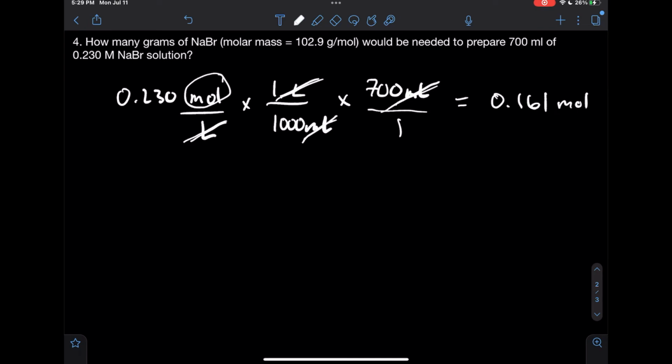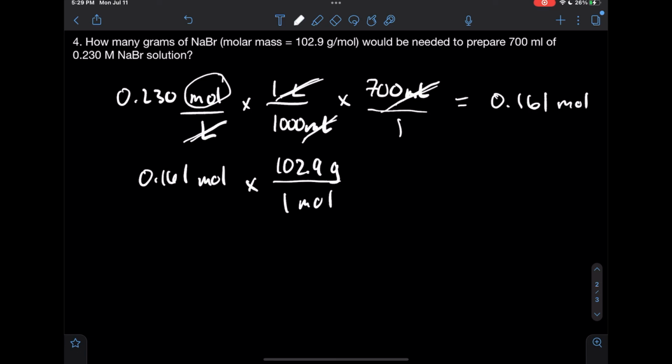Now the problem is asking us how many grams of sodium bromide there are. Well, we know the moles and we have the molar mass, so now we can calculate the amount in grams. 0.161 mole times 102.9 grams per 1 mole. Our moles will cancel out and we're left with grams. After plugging this into your calculator, you'll find that it is 16.6 grams.